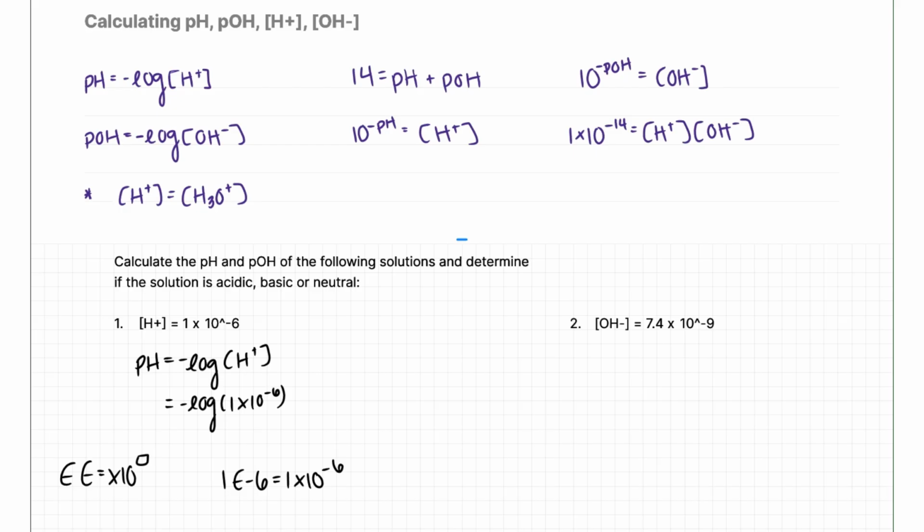So after we input this into the calculator, the pH equals 6.0. And because this value is lower than 7, the solution is acidic. To find the pOH from the pH, we can use the equation 14 equals pH plus pOH. So after I subtract 6 from 14, I get that the pOH equals 8.0.